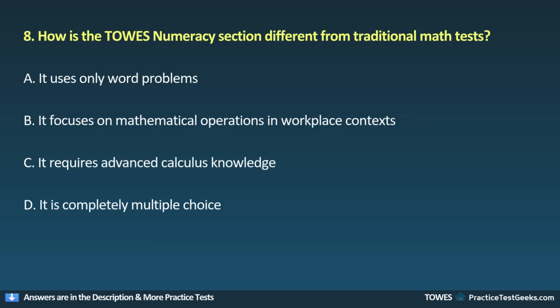8. How is the TOWES numeracy section different from traditional math tests? A. It uses only word problems. B. It focuses on mathematical operations in workplace contexts. C. It requires advanced calculus knowledge. D. It is completely multiple choice.